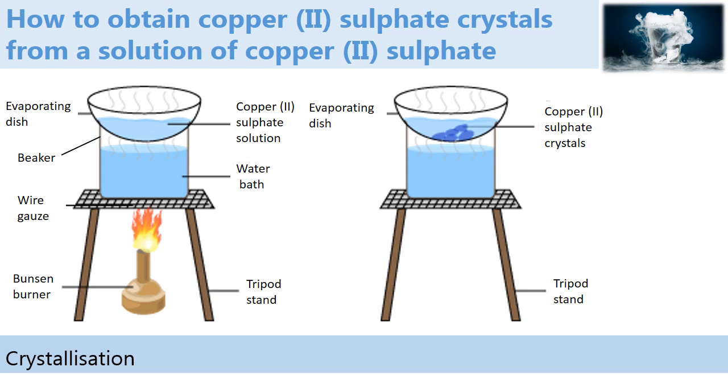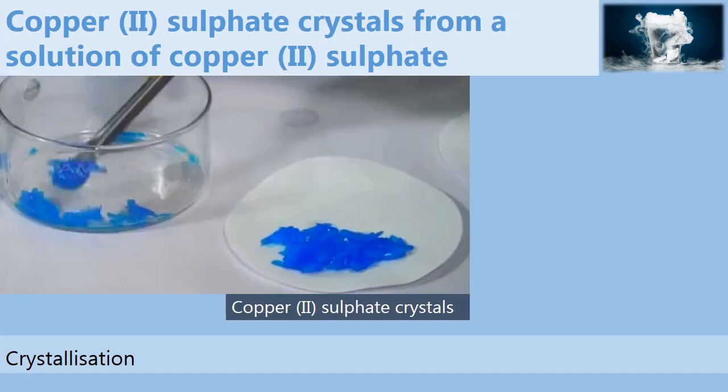We can dry the crystals between filter papers, and we will have obtained copper 2 sulfate crystals from a solution of copper 2 sulfate. This picture here shows us an example of copper 2 sulfate crystals that have been obtained using crystallization process.